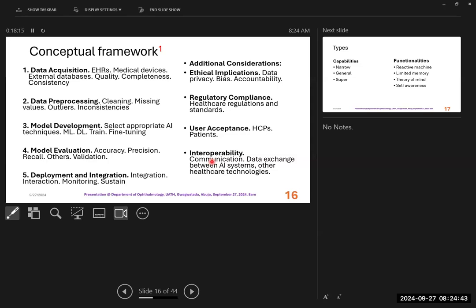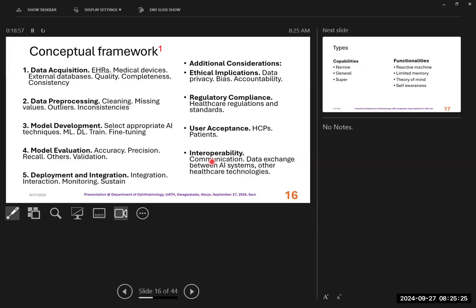Then deployment and integration. How do we integrate it into the eye care system? How do we make it interact with the already available things? How do we monitor it if it is not performing well? Then how do we sustain it? All those issues are part of the conceptual framework. There are additional considerations, which may include ethical implications, data privacy, bias, accountability. We are going to talk about it in the slide later.